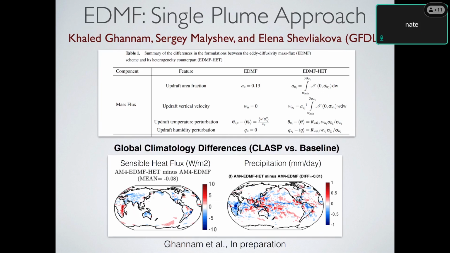And what I'm showing there on the bottom is a global climatology difference. So this is CLASP versus the baseline. You see changes in sensible heat flux and you see changes in precipitation. You can see it over land primarily, and then there are effects over ocean, but it's unclear if that's just noise or not. Next slide.